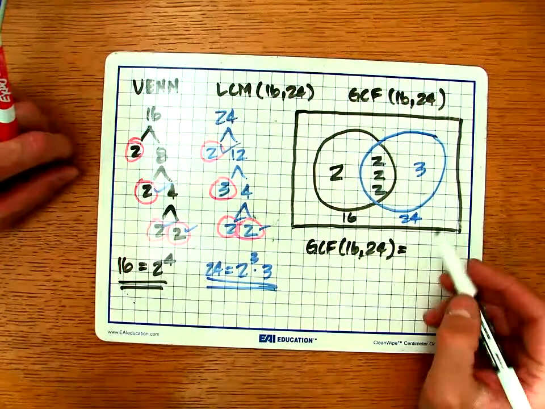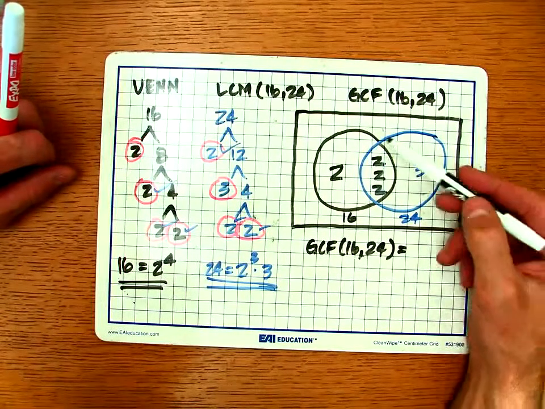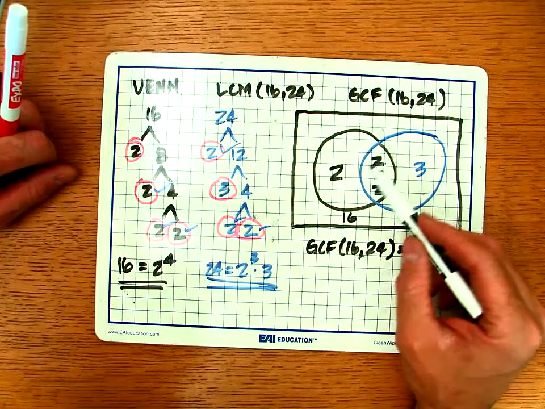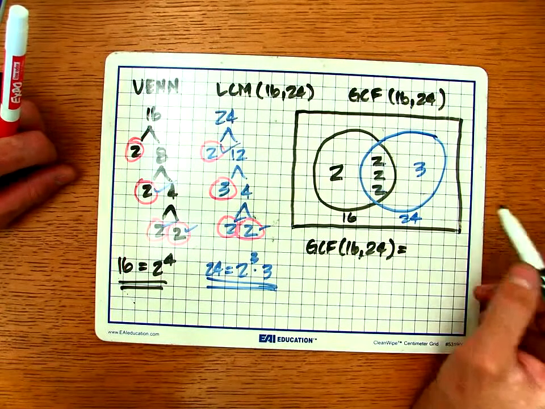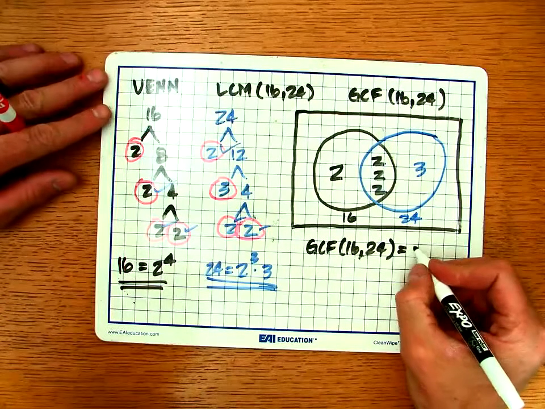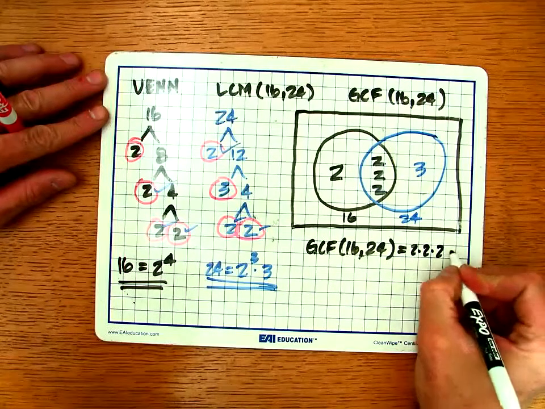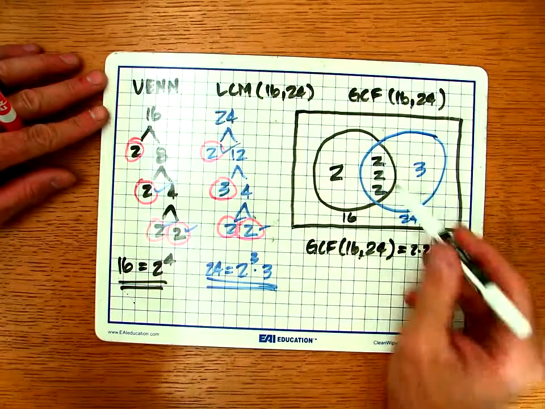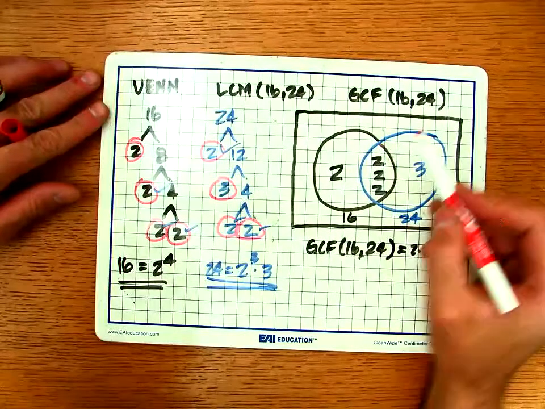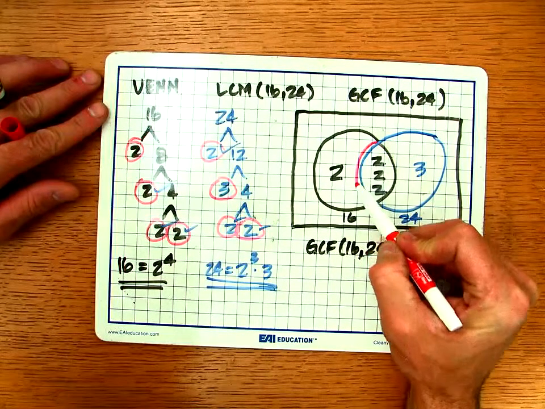Okay, if you said that the greatest common factor is the factors that they shared, in other words, the factors that are in the intersection of the two sets of prime factors, then you are correct. The greatest common factor of 16 and 24 is 2 times 2 times 2, or 8. It's this region in the middle. I'll go ahead and outline it in red. This is the greatest common factor region.